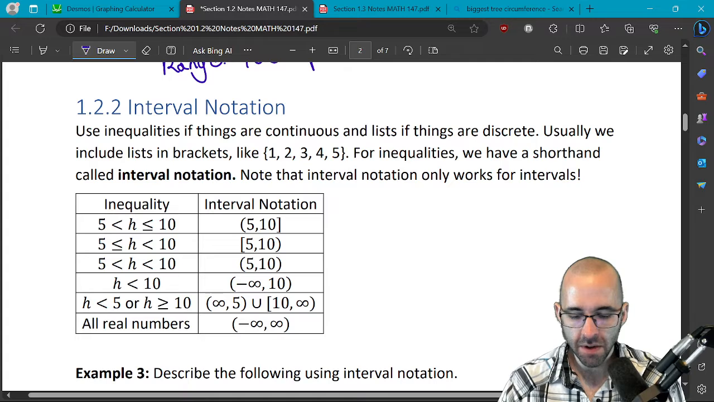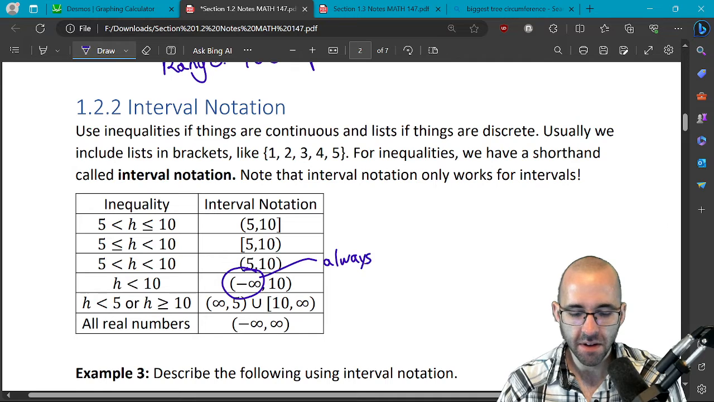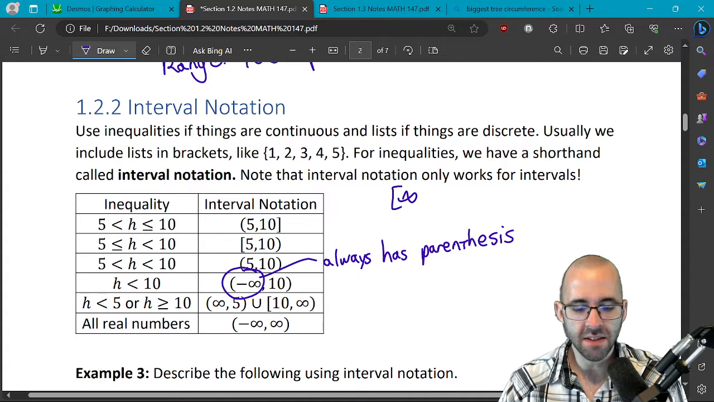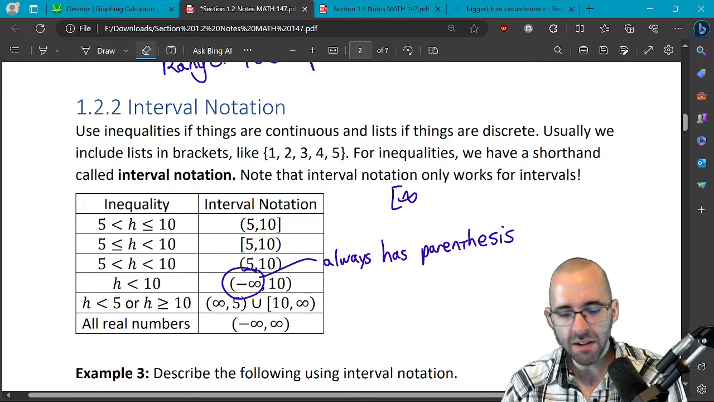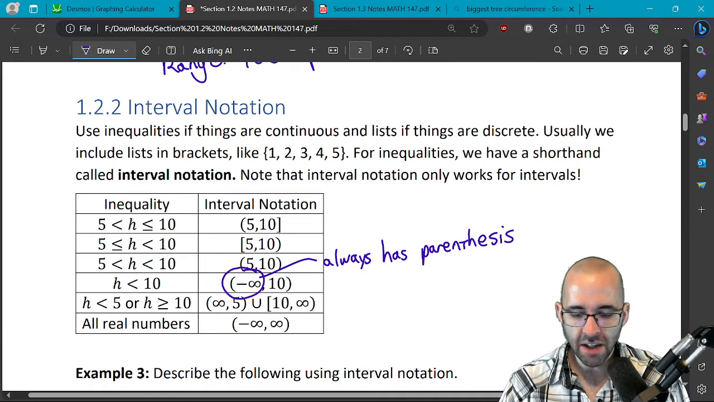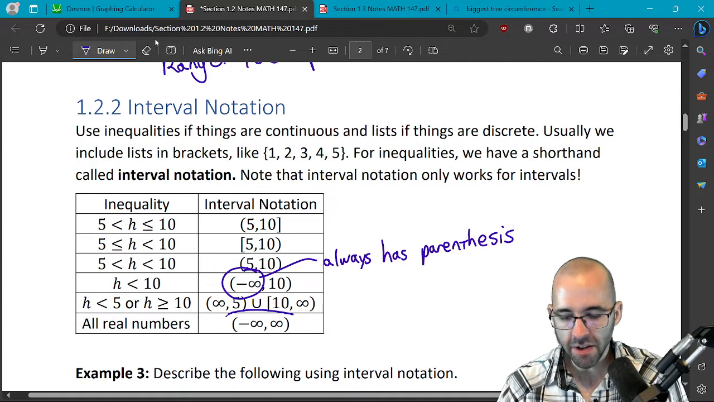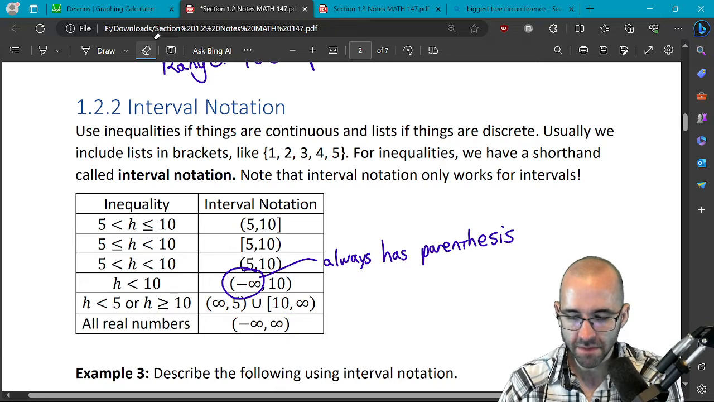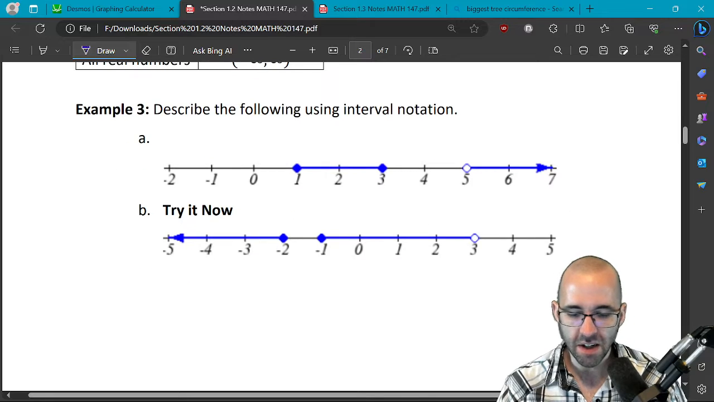I want to also make note that infinity always has a parenthesis. We can never include infinity. So this doesn't make sense because this would mean that we are greater than or equal to infinity, but infinity is not a real number. So anytime you see an infinity, it'll be attached with a parenthesis, not a bracket. And if we talk about all the numbers, that'll be negative infinity to infinity. All right, so here are some examples. You can look through those some more if you'd like, but we're going to do an example ourselves.